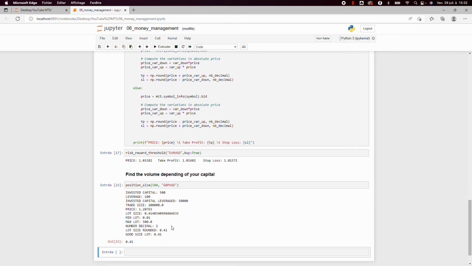For example, here, if I want to invest on the GBP USD with an amount of 500, which comes from my own capital, I will take a volume equal to 0.41. So it's very interesting to create this type of function when you want to create your own trading bot.